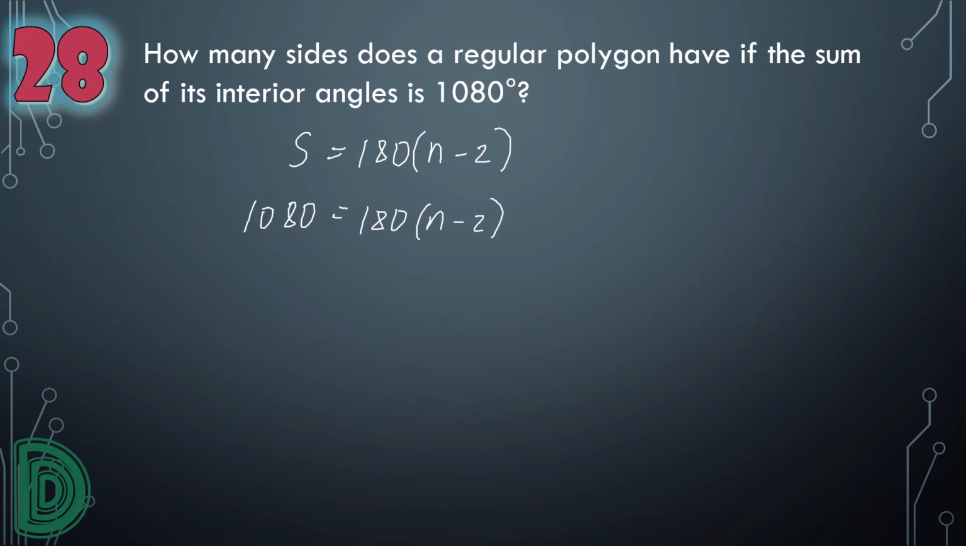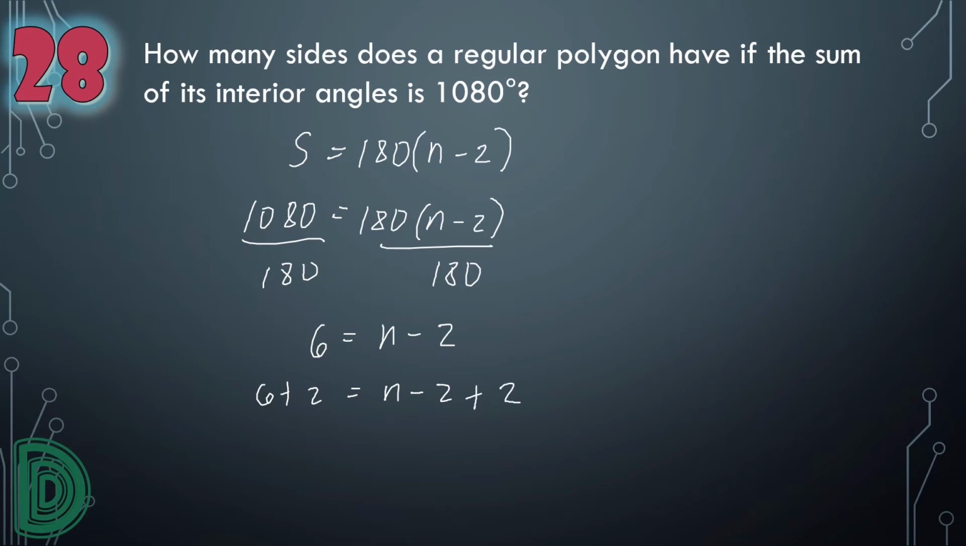We can divide both sides of the equation by 180. So we will have 6 is equal to n minus 2. Adding 2 to both sides, we will have 6 plus 2 on the left side, n minus 2 plus 2 on the right hand side. Negative 2 plus 2 is 0. So we will have n is equal to 8.